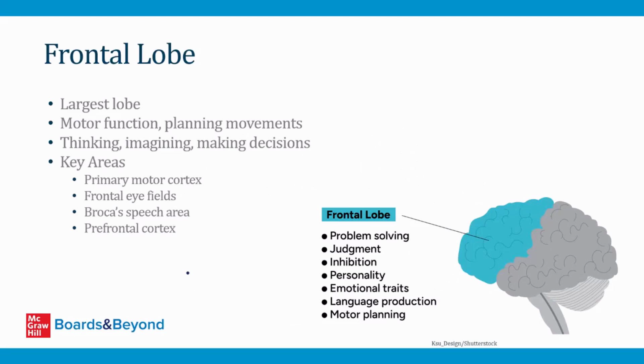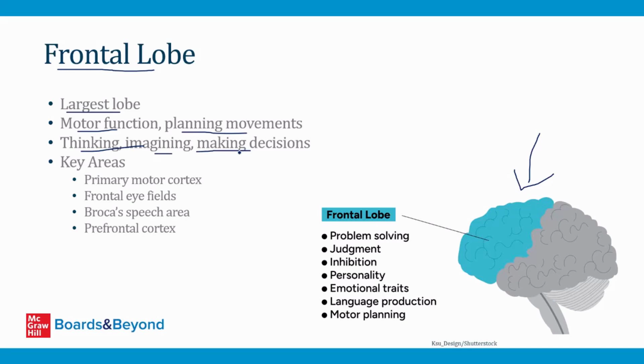Okay, so now let's start talking about the different lobes of the cerebral cortex one at a time, and we'll start by discussing the frontal lobe. That's the lobe shown here in blue in this image. It's the largest lobe of the 4 lobes of the cerebral cortex. It's important for motor function, so there are cell bodies of neurons that control the muscles of our body found in the frontal lobe. It's also important for planning movements. And then there's a section of the frontal lobe that's very important for thinking and imagining and making decisions. We'll talk more about this in just a minute.